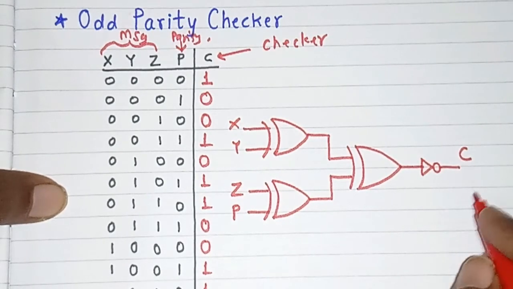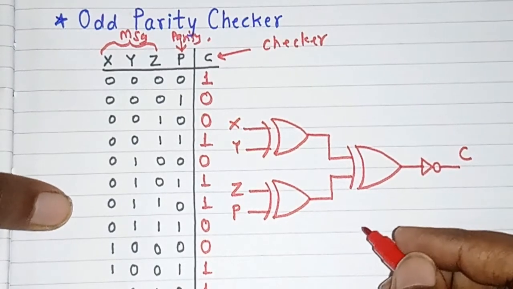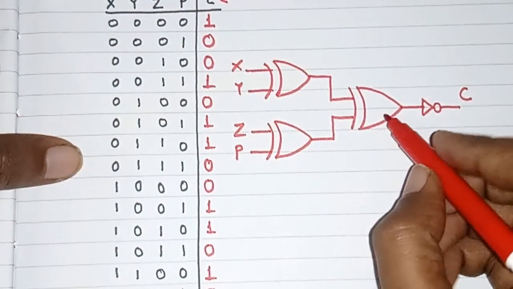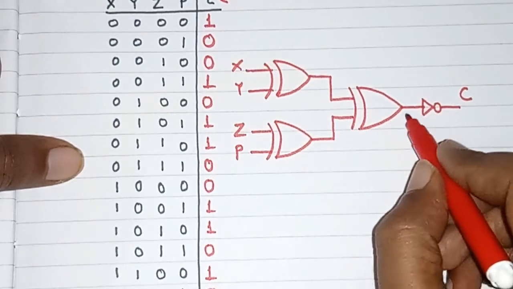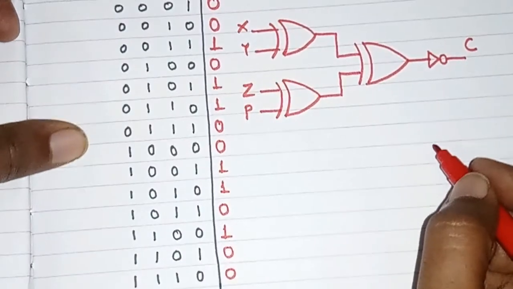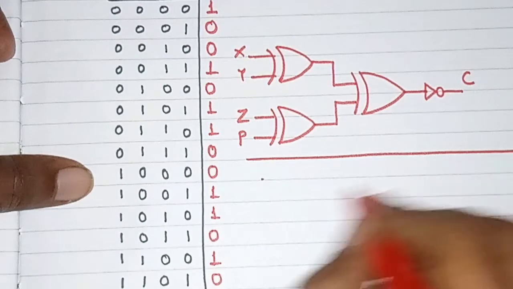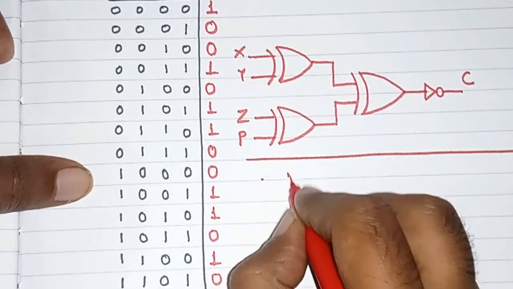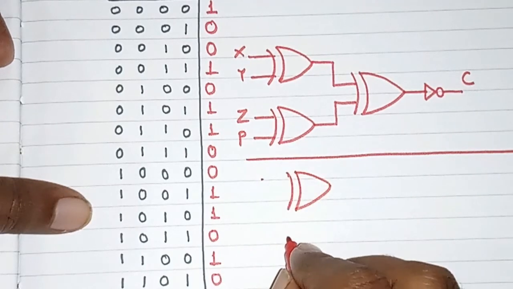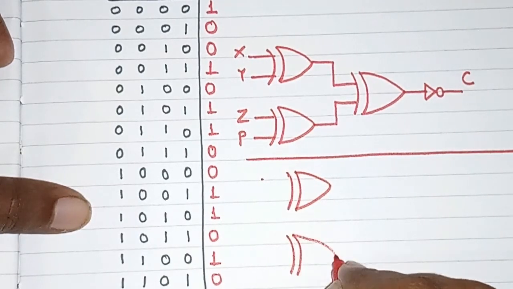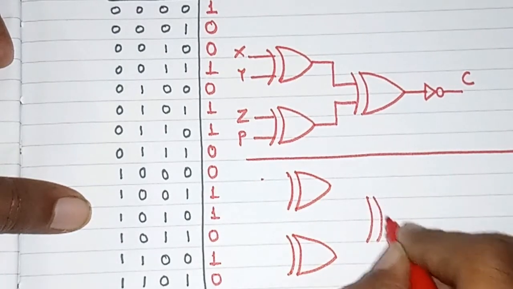So this is how we can design the odd parity checker. Or, instead of using this final XOR and NOT gate, you can simply use an XNOR gate here. So I will redesign this circuit, drawing the same circuit diagram using an XNOR gate. This is our first XOR, this is our second XOR, and finally the third XNOR gate.